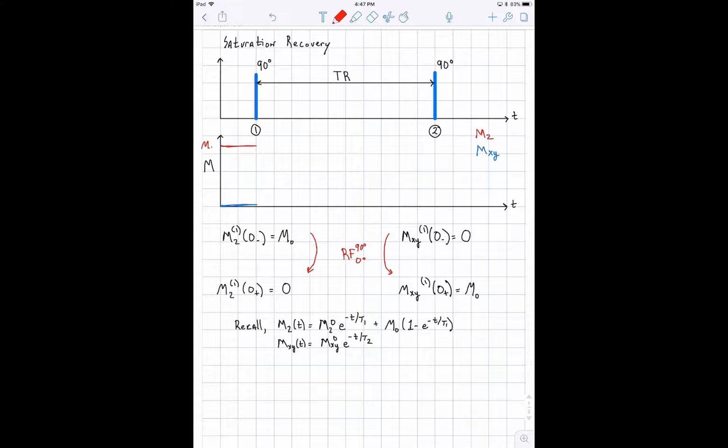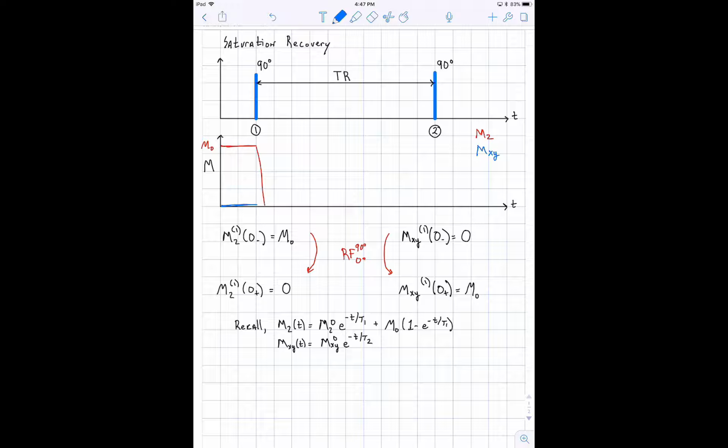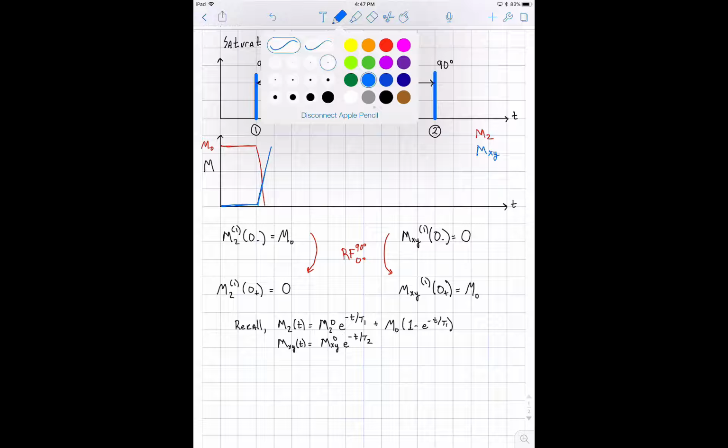And this would be our M0 magnetization. The first event has now transpired, and so we know that our Mz magnetization is going to drop down to 0, drawing it at a little bit of an angle. Don't worry about that too much. And then our transverse magnetization is actually going to tip all the way up. So that's just drawing out what these expressions have told us so far.